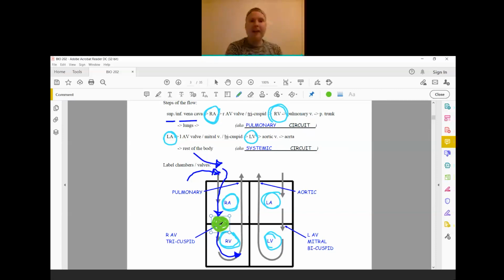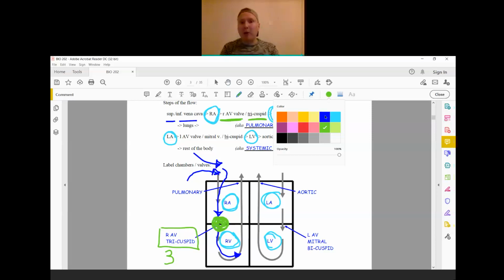And that valve is either going to be called right AV valve or tricuspid valve. The tricuspid stands for the fact that it's made of 3 leaflets. So the valve's function was to control that the blood can flow only one way and one way only. So blood will always flow from right atrium to right ventricle, never the other way around.